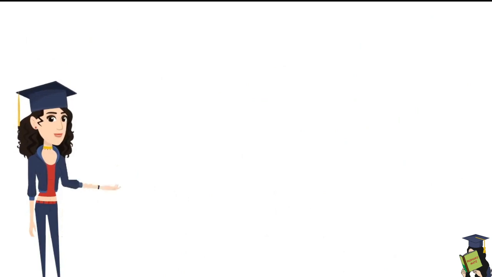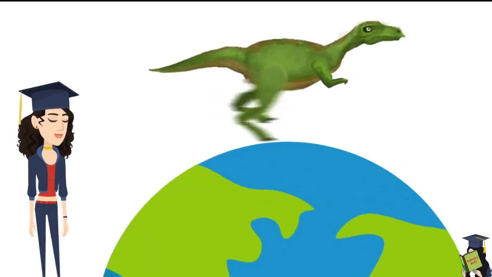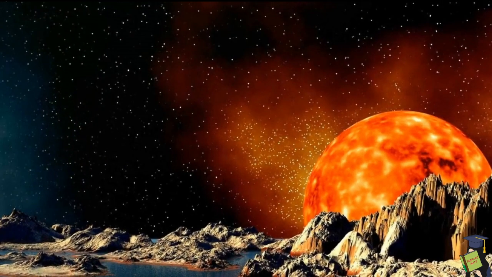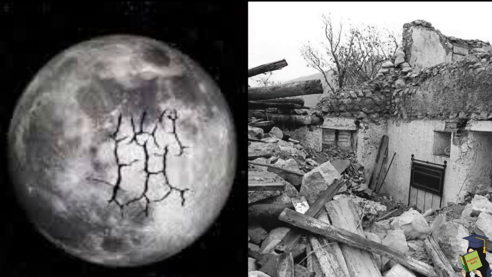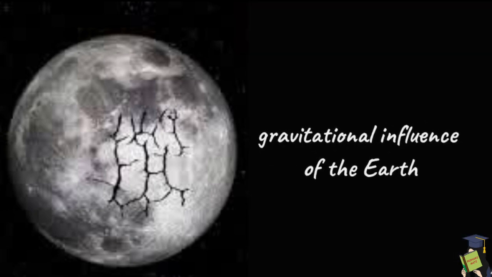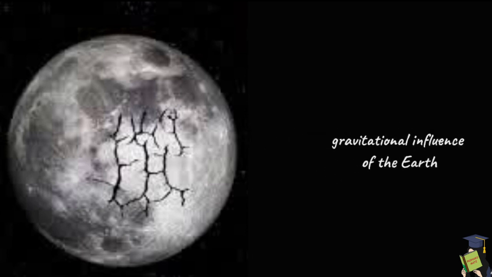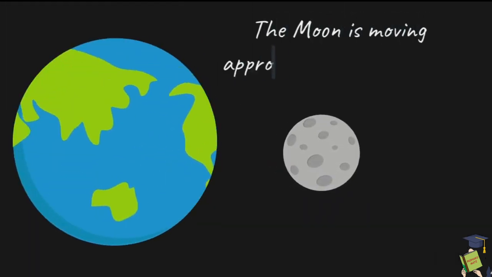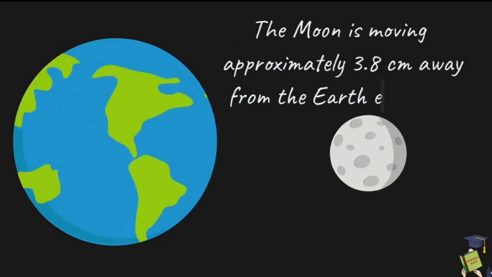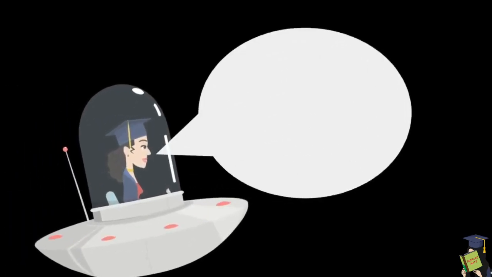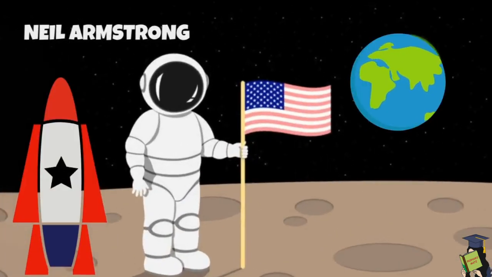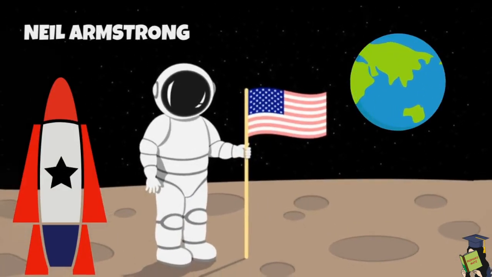You know what? When dinosaurs roamed the earth, there were active volcanoes on the moon. The moon has quakes too, like we have earthquakes, due to the gravitational influence of the earth. The moon is moving approximately 3.8 centimeters away from the earth every year. Do you know? Neil Armstrong, an American astronaut, was the first person to step foot on the moon.